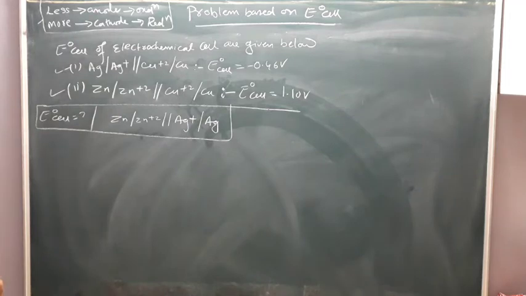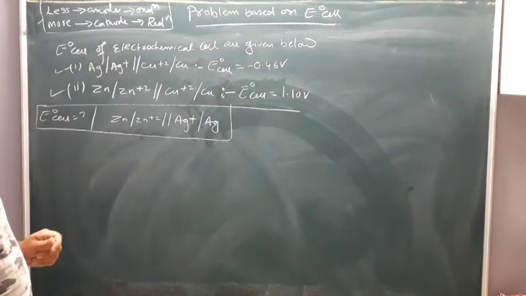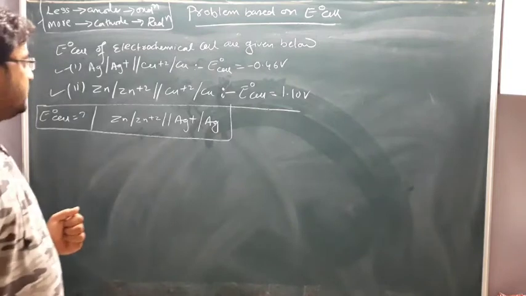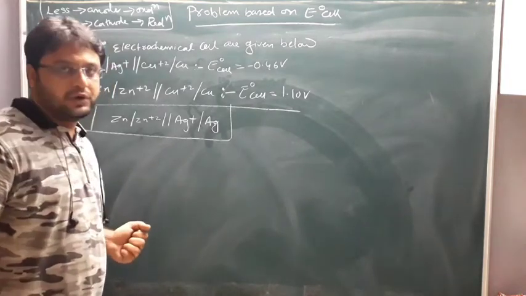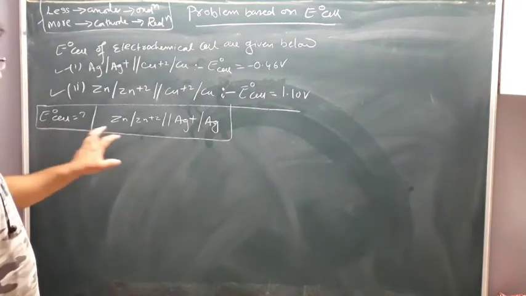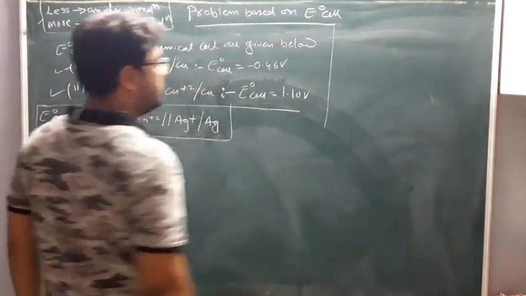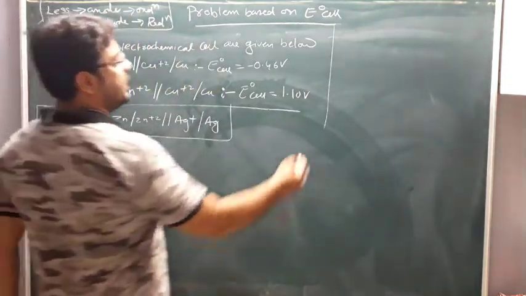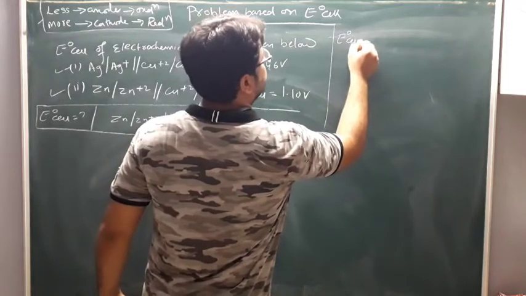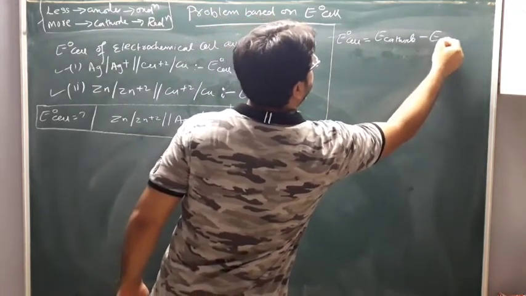So how to solve this? See here, what to do? You have to equate these equations as we do in standard 10 for a pair of linear equations in two variables. Now understand one thing, I need E0 cell for this portion. So first we will evaluate here. E0 cell for this portion can be what? E0 cell equals E cathode minus E anode.